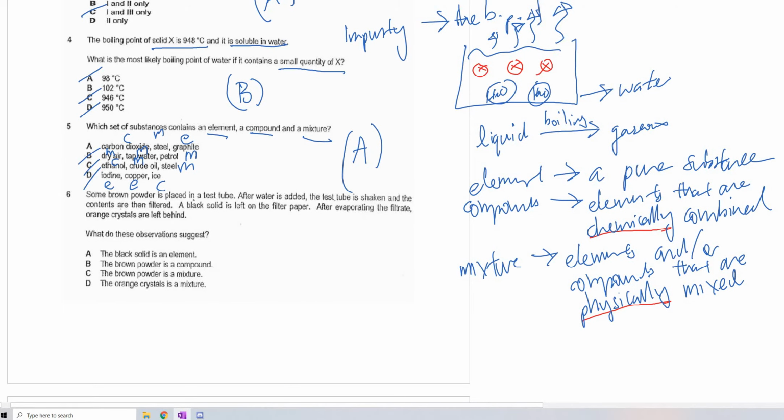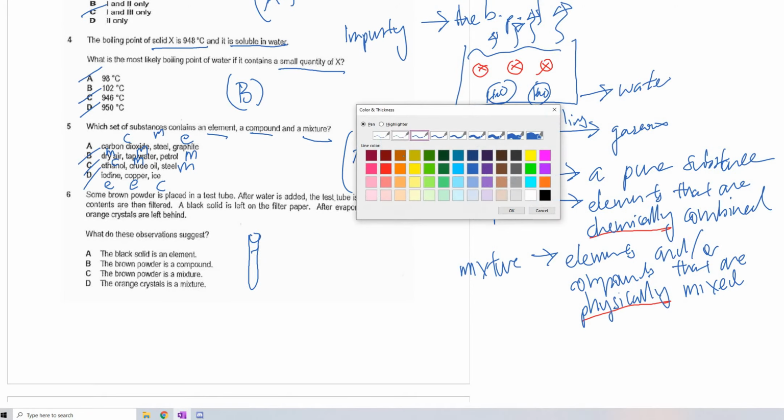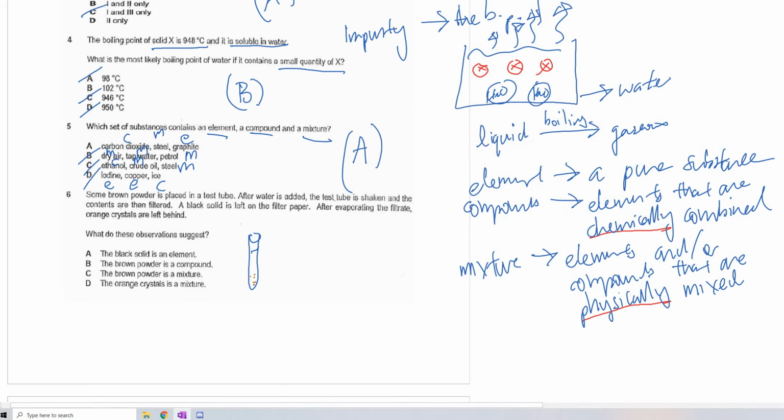Some brown powder is placed in a test tube. Alright, so we have the test tube over here. We have brown powder in it. Okay, after water is added, alright, so we add water in, so we have water plus brown powder over here.